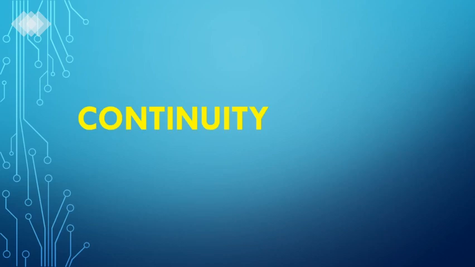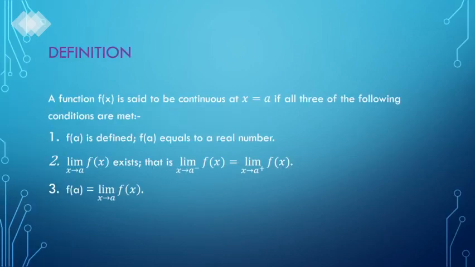This is the last subtopic in chapter 1. So what is the definition for continuity? A function f(x) is said to be continuous at x equals a if all three of the following conditions are met. So you have three conditions. This is for number 1.